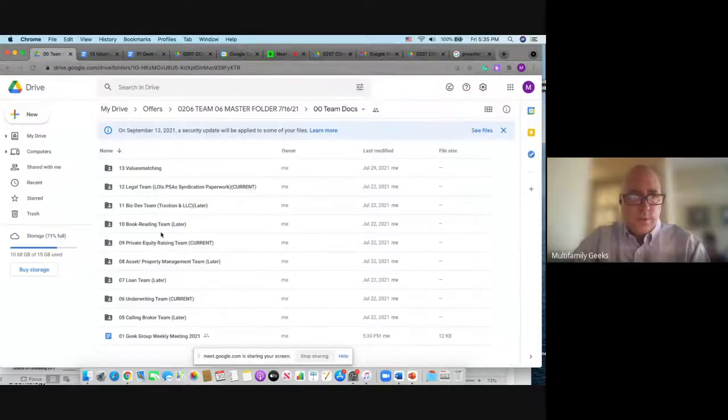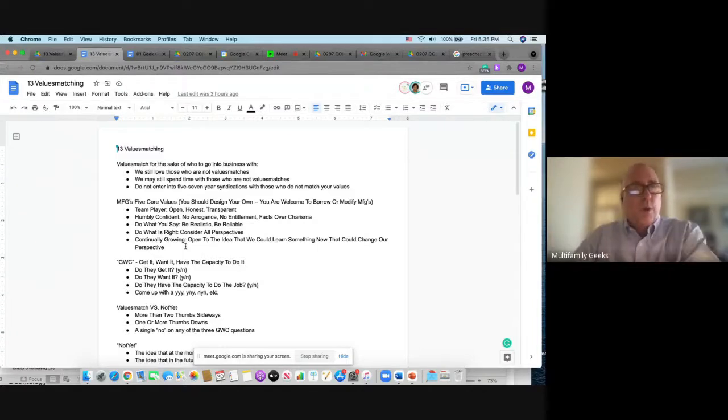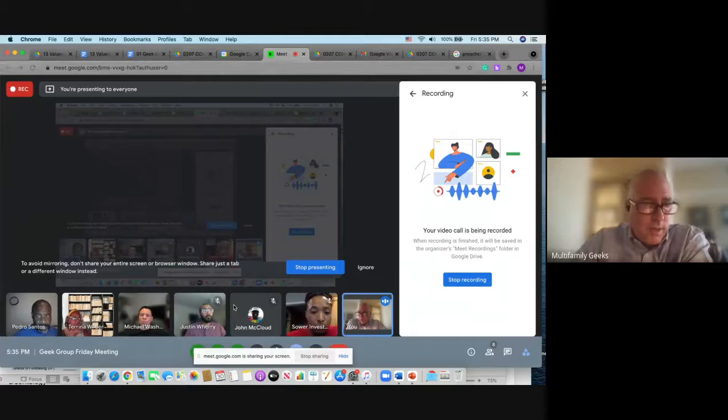Under the team docs folder that's shared, there is a folder called values matching. You guys can all go there if you want, and I'm going to display it on the screen. This is one of the topics in multifamily that I promise you changed my life. Probably there are 3 things that completely changed my life, and this is one of them: values matching.